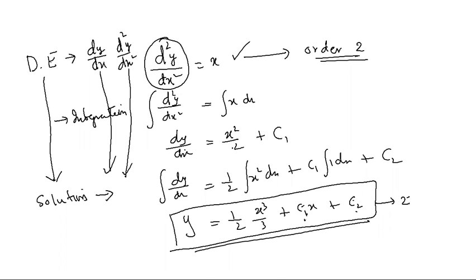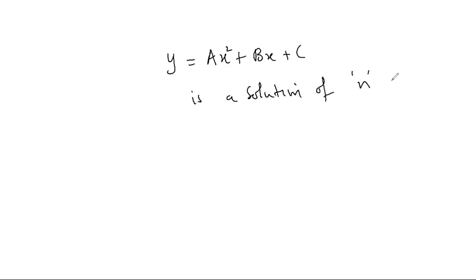Now I am going to reverse it. y = ax² + bx + c is a solution of an nth order differential equation. How much is n? How many arbitrary constants are present? a, b, c. There are 3 arbitrary constants.